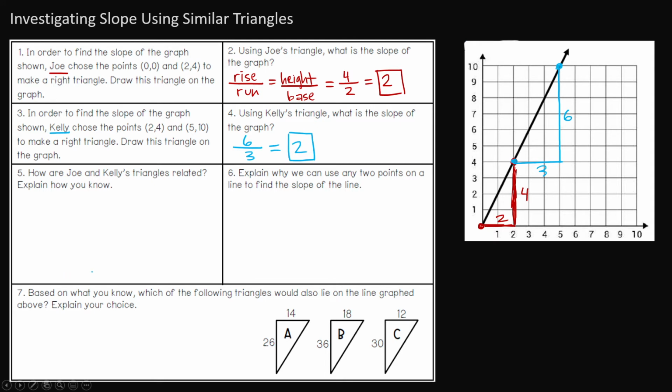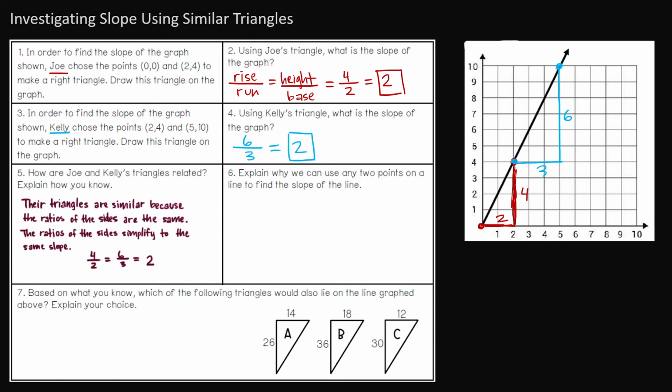So now, how are their triangles related? What I'm thinking is that since their ratios simplify to be the same thing, they both simplify to be 2, here's what I'm seeing. I'm seeing that the triangles are similar because the ratios of the sides are the same. The ratios of the sides simplify to the same slope. So between those points, you're going to find a slope of 2 for this line.